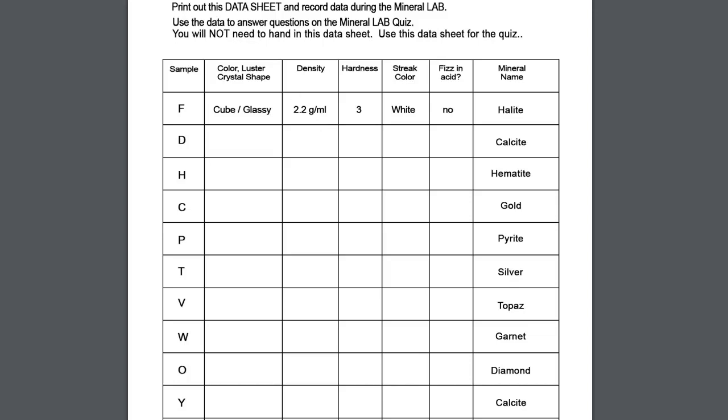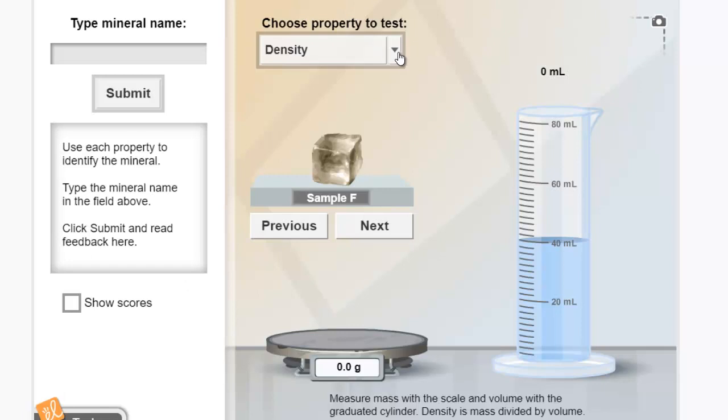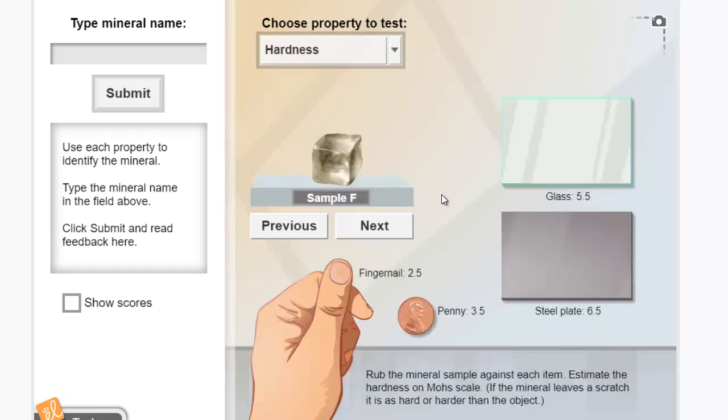Now let's go to the hardness. Drop down, go to hardness, and you have a fingernail, which is 2.5 on the Mohs scale of hardness, so it's not very hard. A penny is 3.5, a little bit harder. Glass is 5.5 on the Mohs scale, that's pretty hard. And a steel plate is 6.5. Let's see where the cube of halite fits in. We drag it to the fingernail. You can see that it did scratch the fingernail, so the cube is harder than the fingernail.